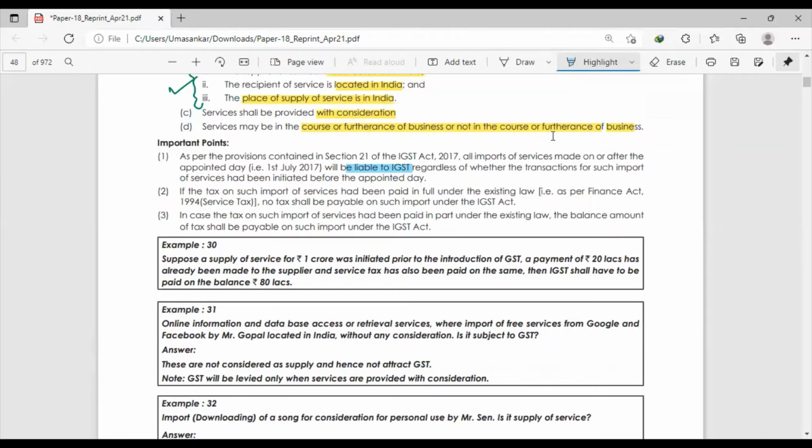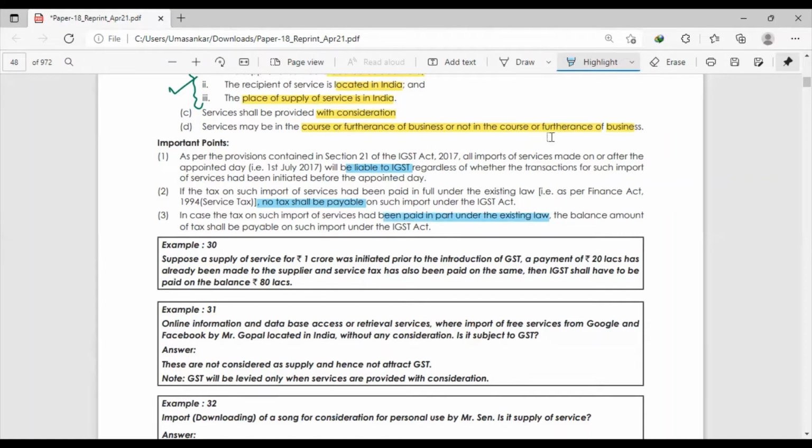1st July 2017. If the tax on such import of services had been paid in full under the existing law, meaning the Finance Act 1994, then no tax shall be payable. If it was earlier paid under service tax, then it will not be paid now. In case tax on such import of service had been paid in part under the existing law, then the balance amount of the tax shall be payable under the IGST Act. Means you need to pay IGST.